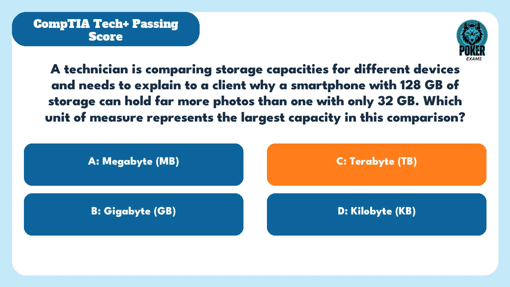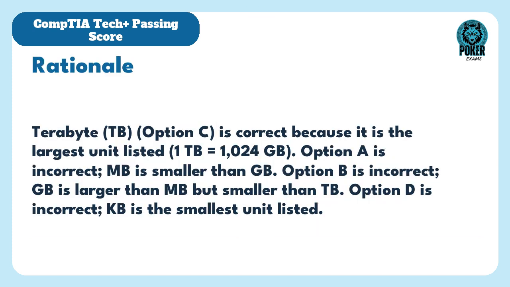The correct answer is C. Rationale. Terabyte, TB, option C, is correct because it is the largest unit listed. 1 terabyte equals 1,024 gigabytes. Option A is incorrect. MB is smaller than GB. Option B is incorrect. GB is larger than MB but smaller than TB. Option D is incorrect. KB is the smallest unit listed.